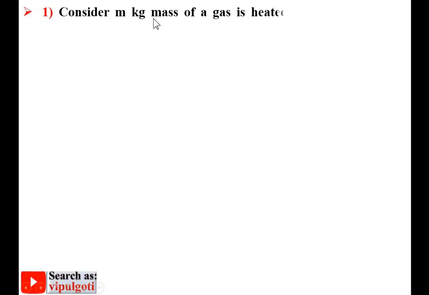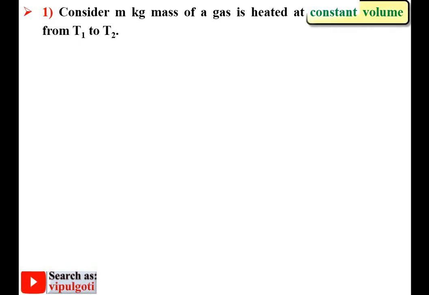The question can be asked in these three different ways. First, consider m kg of mass of a gas heated at constant volume from temperature T1 to temperature T2. Here I have highlighted the words constant volume process. For a constant volume process, the heat supplied is always m Cv delta T, where Cv is the specific heat at constant volume and delta T is the temperature difference during the process from 1 to 2.